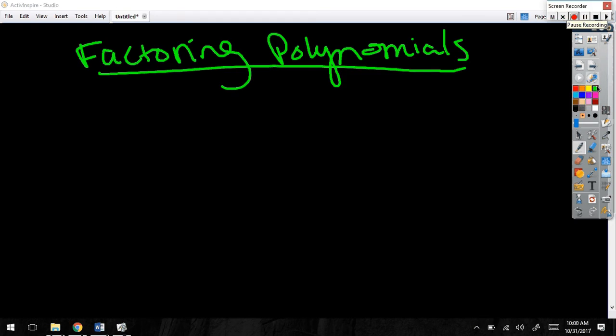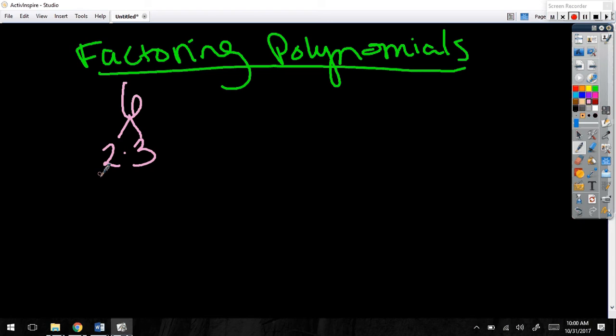Factoring polynomials. Now, think back. When we factor, we take something and break it into two pieces being multiplied, right? If you think about it, this is a form of division, right? Because 6 divided by 2 gives me 3, so the two factors multiplied together.